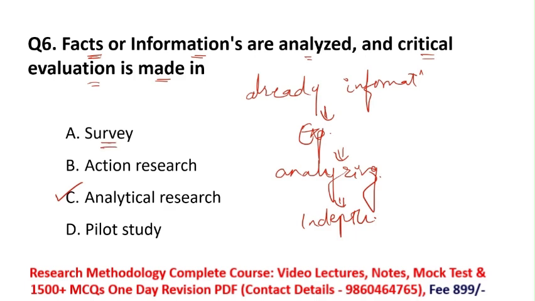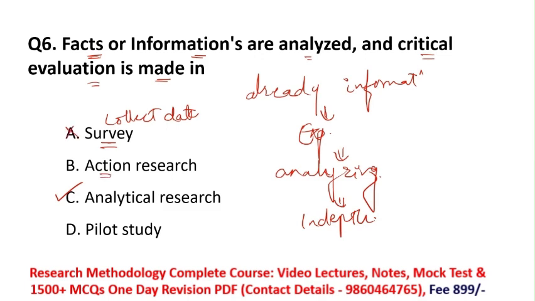Here option A is survey. By performing a survey, what do researchers do? They collect data. Remember, already existing data or information is not present. Through a survey, the researcher collects data. So here option A is obviously incorrect.